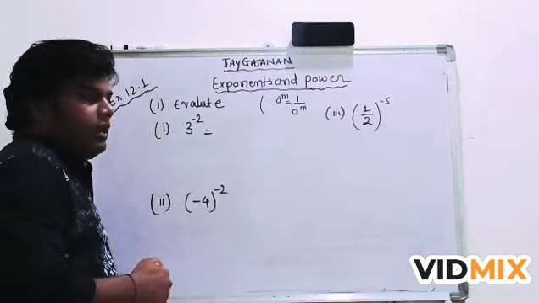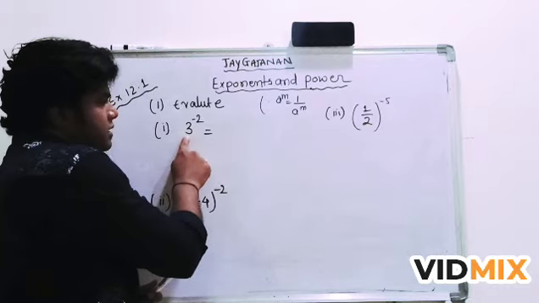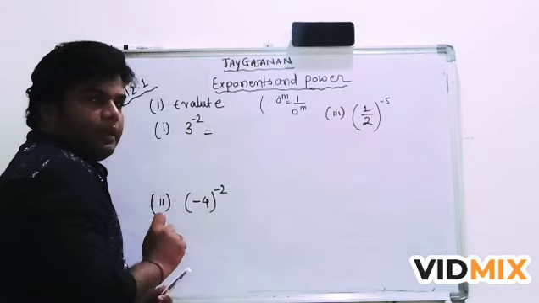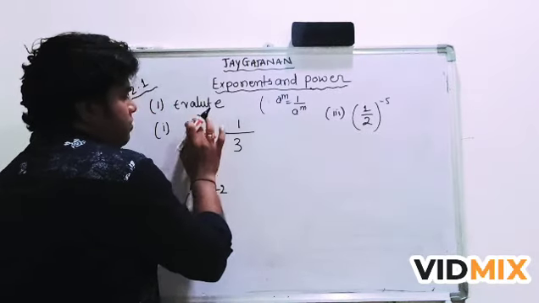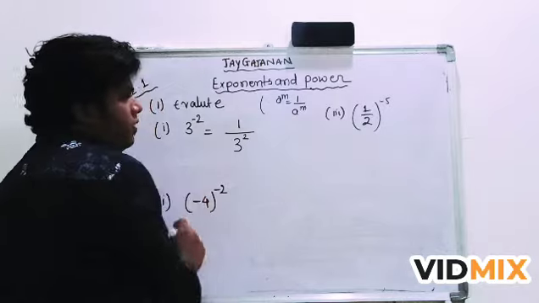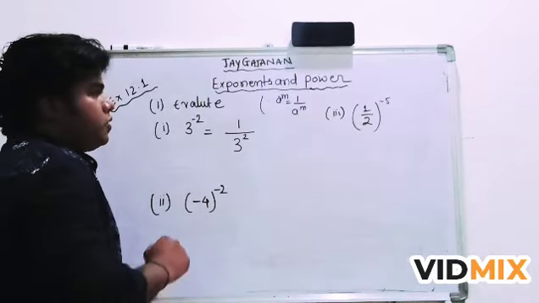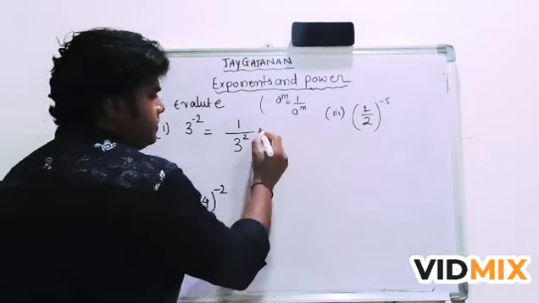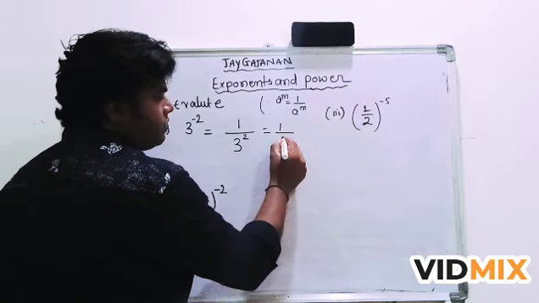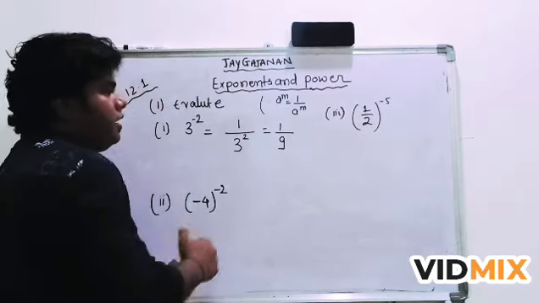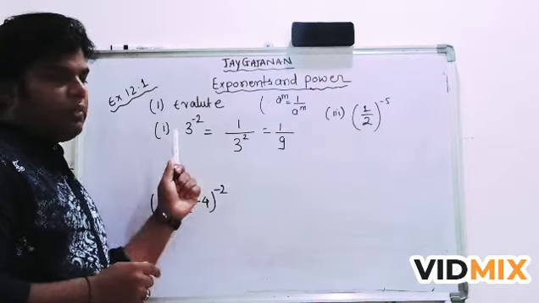It will become like this, right? a to the power minus m, if this is there, we consider this as a to the power minus m. Correct? So this will become 1 upon a to the power m. Done. Now the negative number will become positive. Okay. So now we have done this. You will get 1 upon 3 square. What is 3 square? 3 square is 9. So your answer will be 1 upon 9.